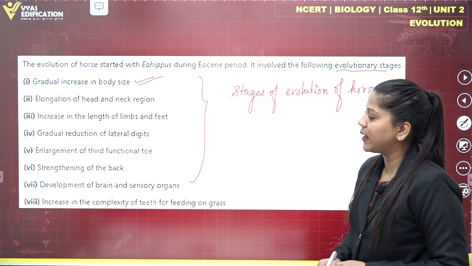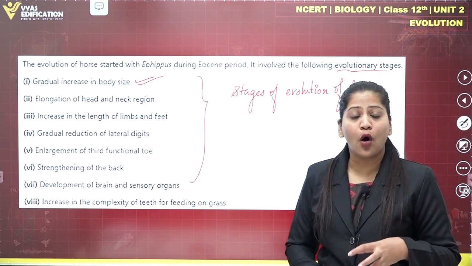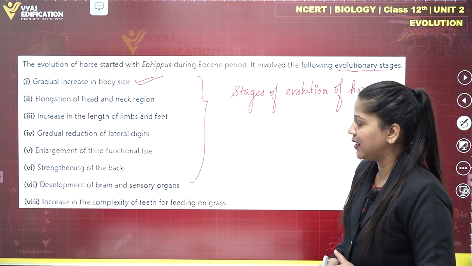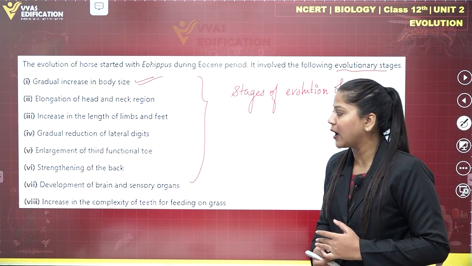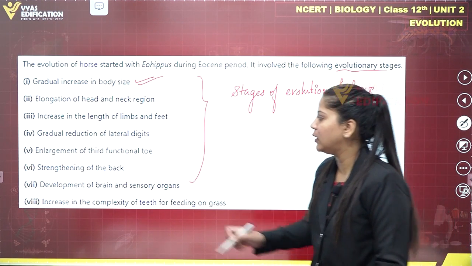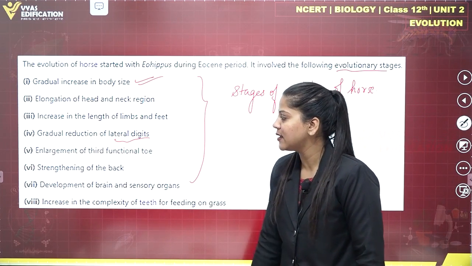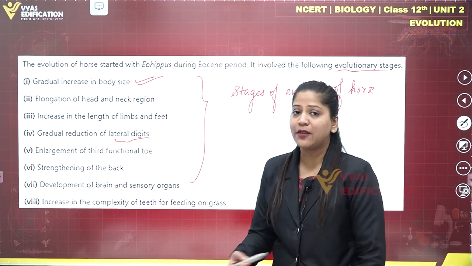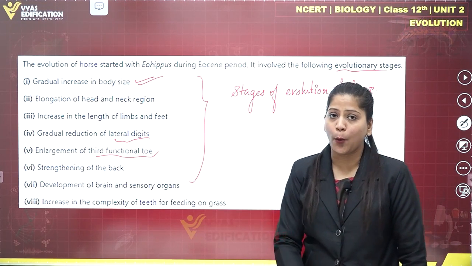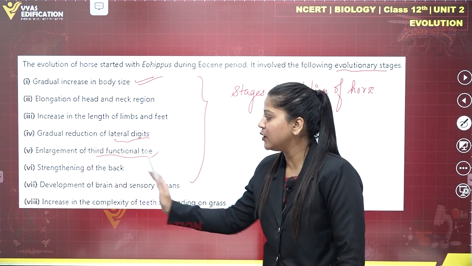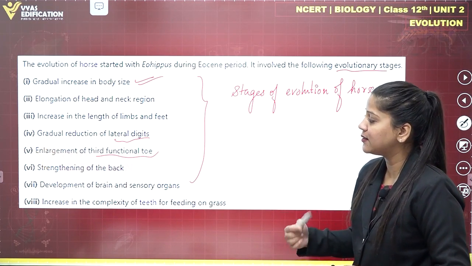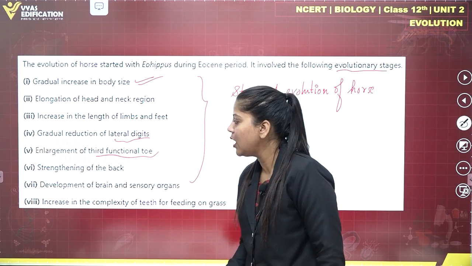Then we can also see the increase in the length of limbs and feet. Then the next stage is gradual reduction of lateral digits. Then we have the enlargement of the third functional toe, right? This has been enlarged, and we can see the enlargement of the third functional toe.